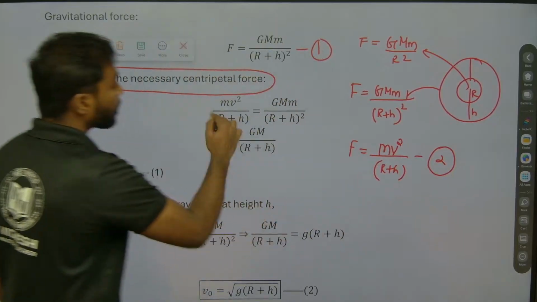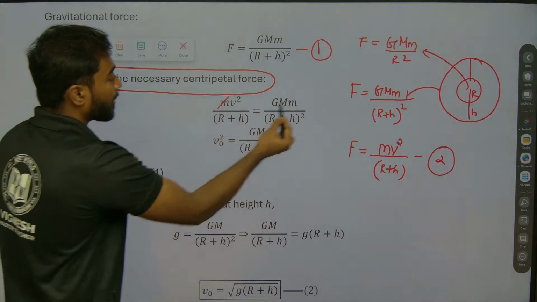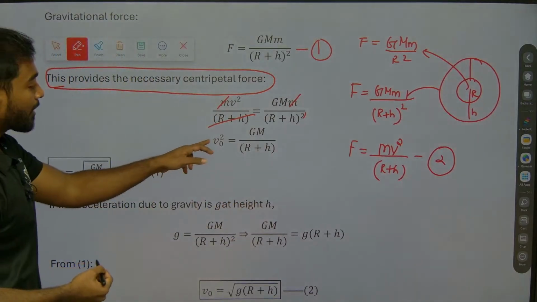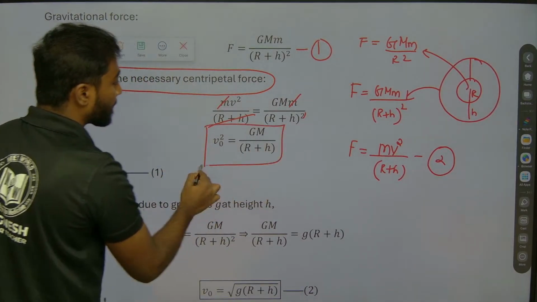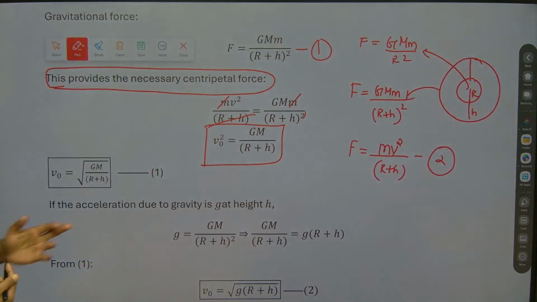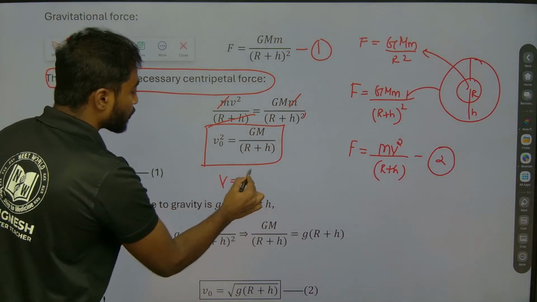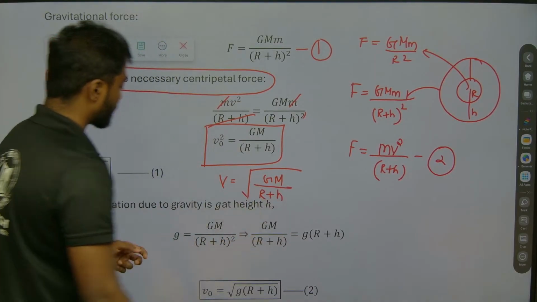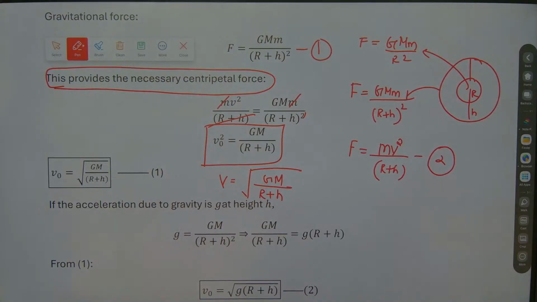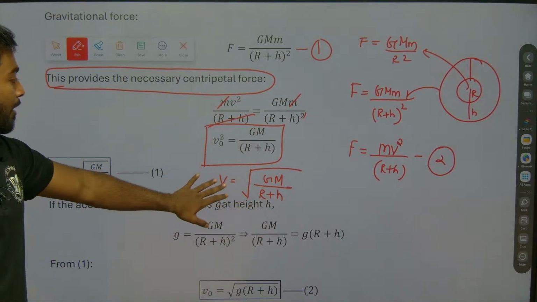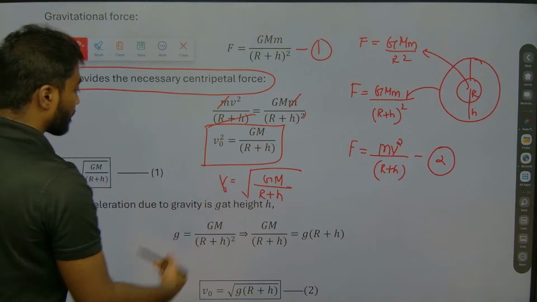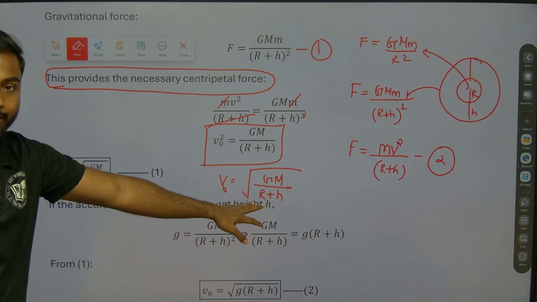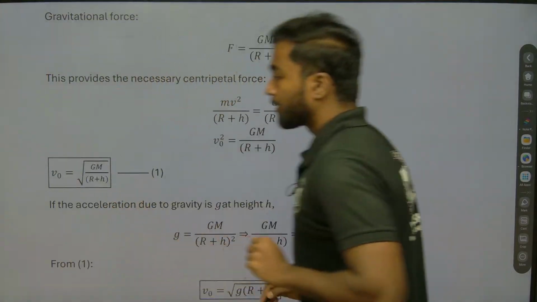When we equate both the things, what happens here? m and m will get cancelled, and one (r plus h) on each side will get cancelled. Okay, so remaining v square will be equal to G M by (r plus h), right? So what happens here? v will be equal to root over G M by (r plus h). This is the orbital velocity. Okay, so if the acceleration due to gravity is g at height h, what happens?